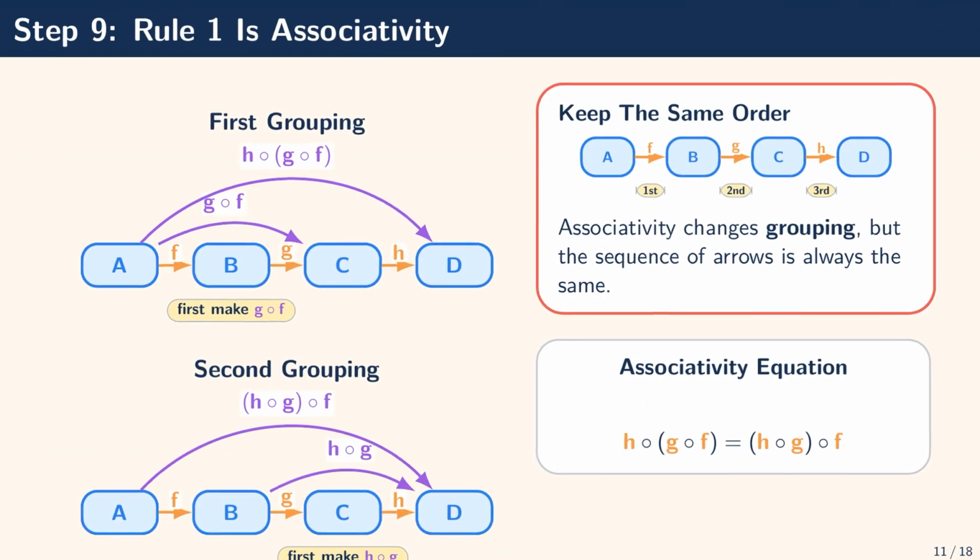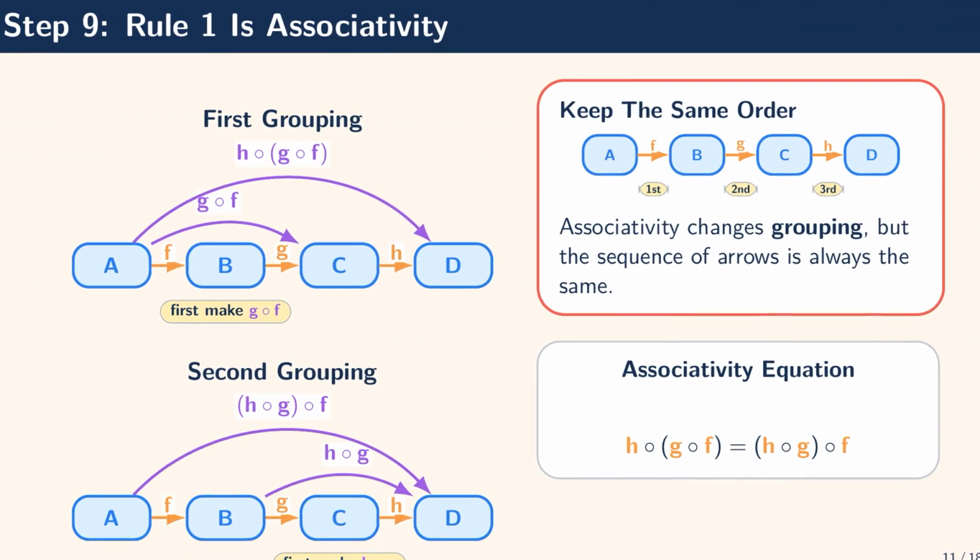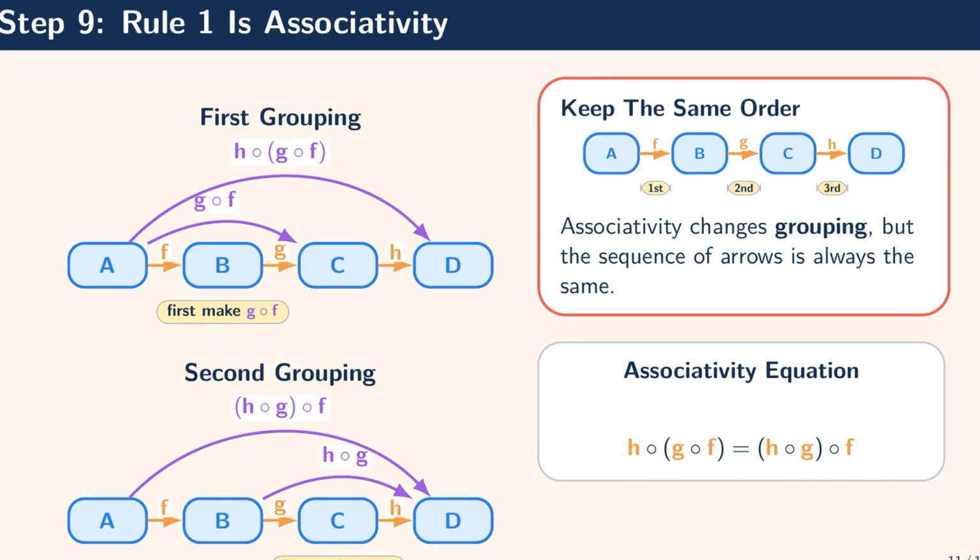The first rule is associativity. If we compose 3 arrows F, G, and H in sequence, we are allowed to group them in different ways. We can first compose G with F, or first compose H with G. Either way, the final composite arrow is the same. Associativity changes the parentheses, but not the order of the arrows.